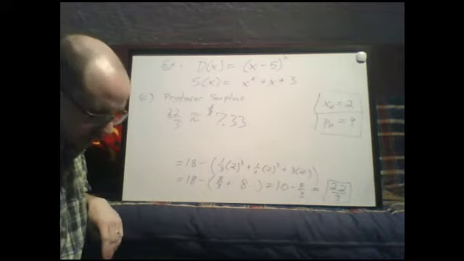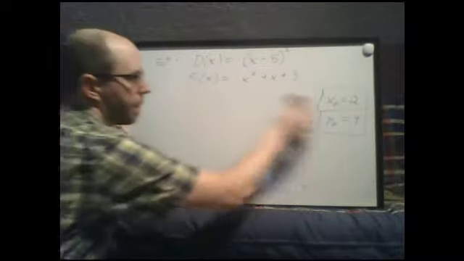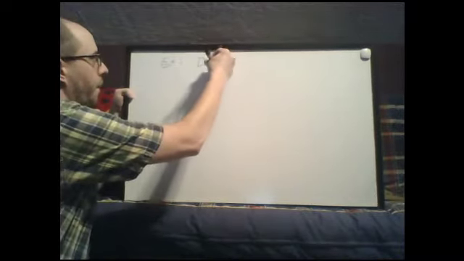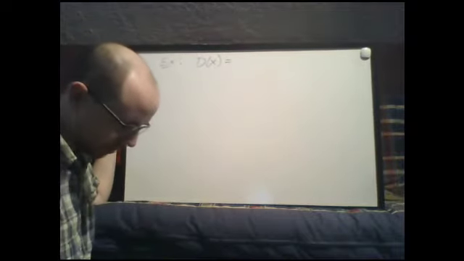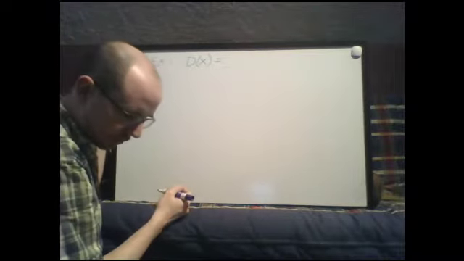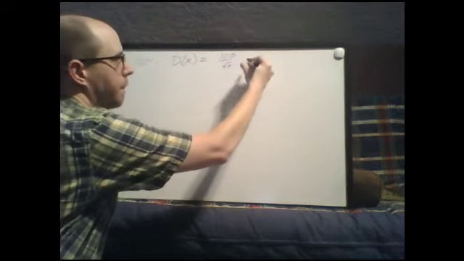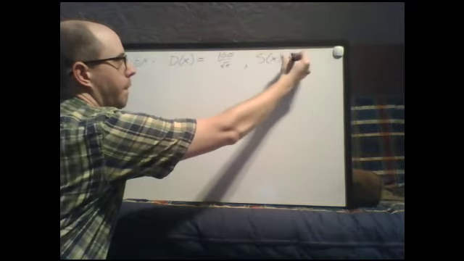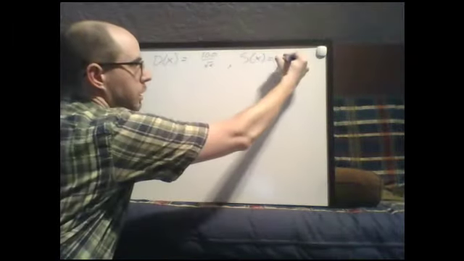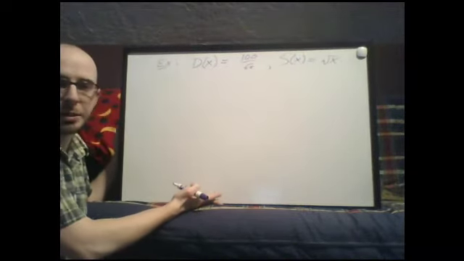So let's do another quick example. Okay, I guess this works. D of x, the demand function, is 100 divided by square root x. S of x is just square root x. Okay, same questions. We want to find these two surpluses.